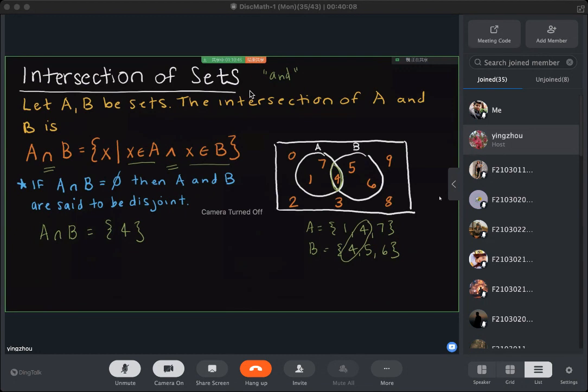So what I'm saying over here in blue is that if the intersection is empty, the empty set, then A and B are said to be disjoint. That's just another little vocabulary nugget that you can file away. For disjoint sets, my Venn diagram would look more like this, because there would be no elements contained in both sets A and B.